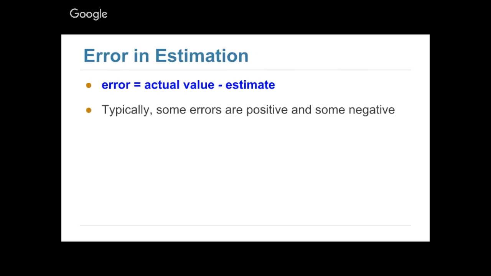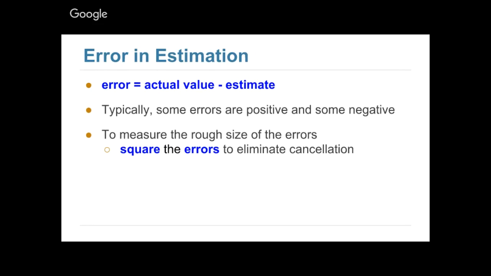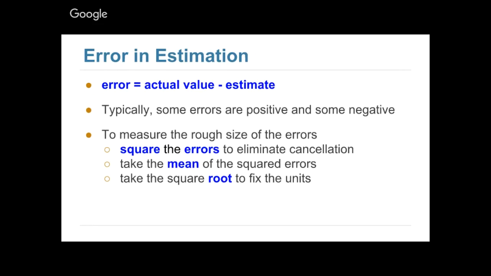Usually some errors are positive and some are negative. If the line goes through the middle of a cloud of points, you have some points that are above, which means a positive error, and some points that are below, which means a negative error. So to measure roughly how large the errors are, we square the errors to make them all positive, take the mean, and take the square root. Sounds familiar because it's kind of like taking a standard deviation, right? What we call this is the root mean squared error, RMSE. It sounds like some mathematical incantation, but I'll show you why it's useful in just a second.